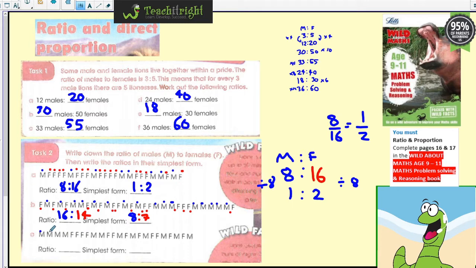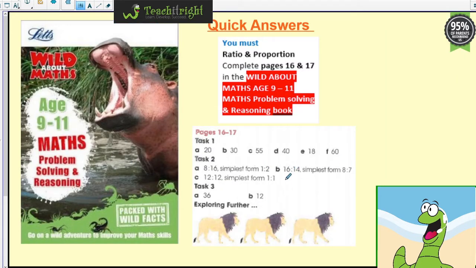Last one, we've got 12 to 12. So interesting example, we've got the ratio of 12 to 12. And I can divide 12 and 12 by the same number, which is 12. In this case, the ratio then simplifies down to 1 to 1. Which means for every one male, there's one female. So there will be the final answers. Again, check them against there.